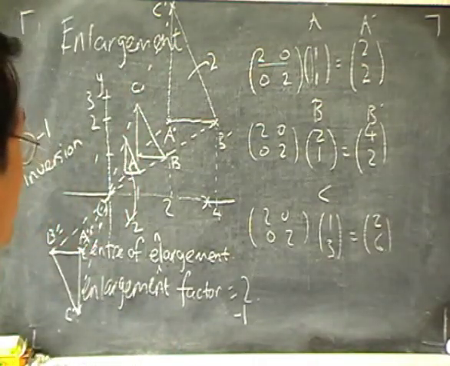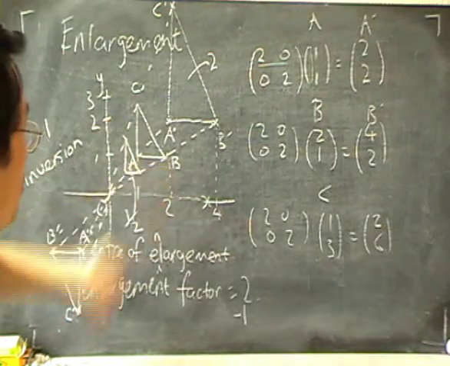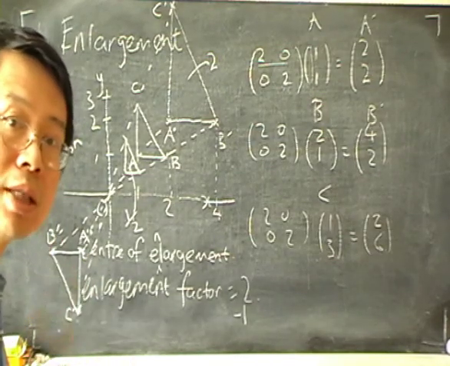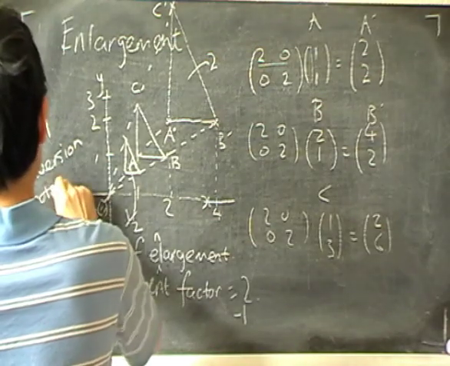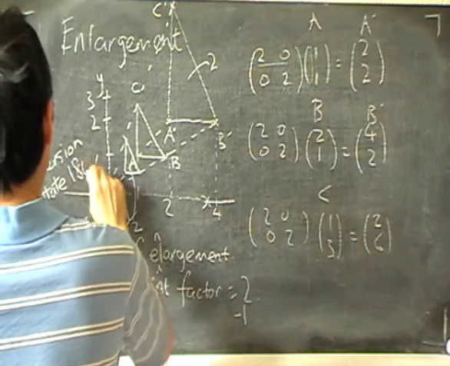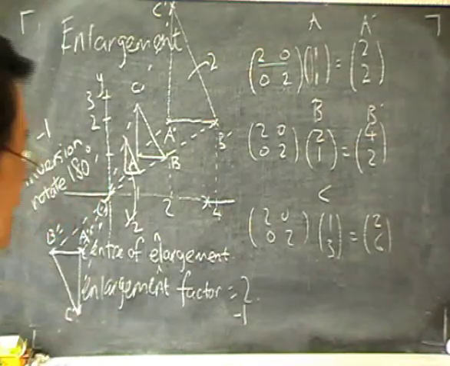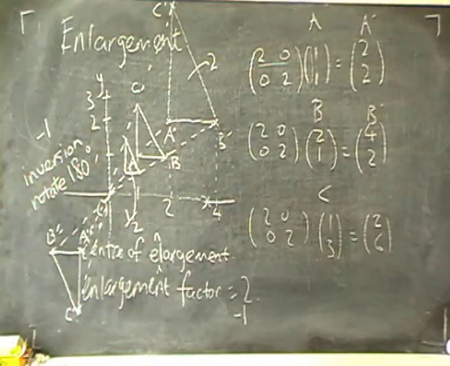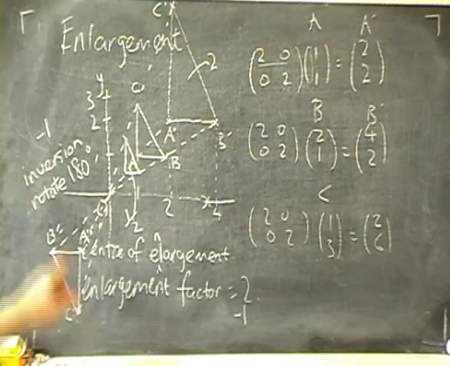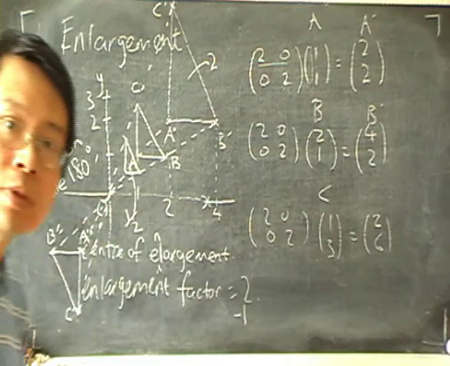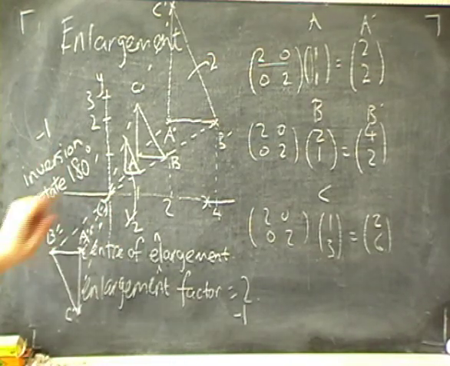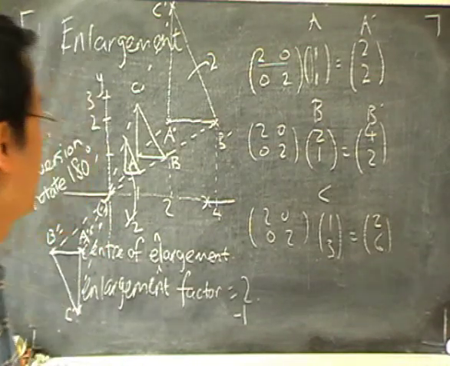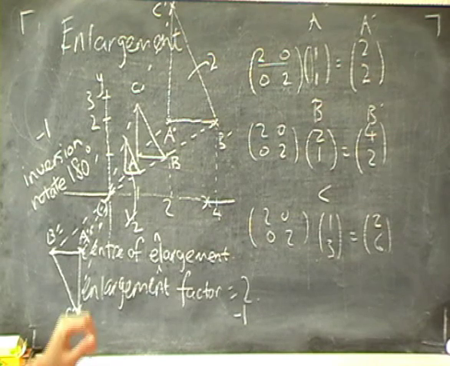Now you can also think of it as a rotation. Look at this triangle. If I rotate it by 180 degrees around the origin, I will arrive at this same image. So in fact it's a rotation by 180 degrees about the origin. So we have something interesting here. An enlargement that has a factor of -1 is the same as an inversion about the origin, and it is the same as a rotation by 180 degrees about the origin. So this is one of the interesting features of enlargements.